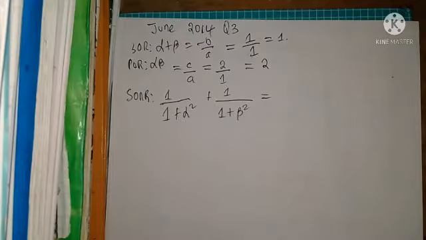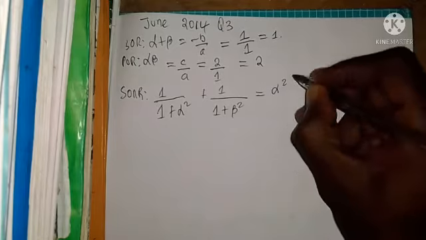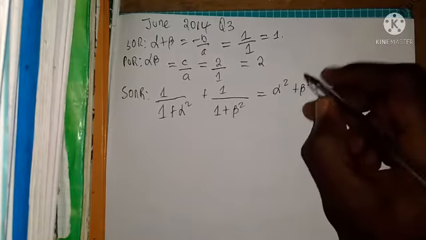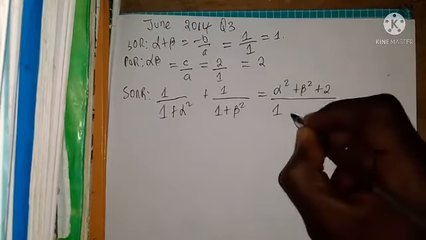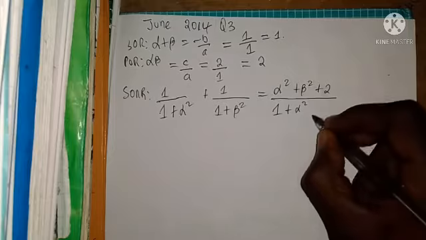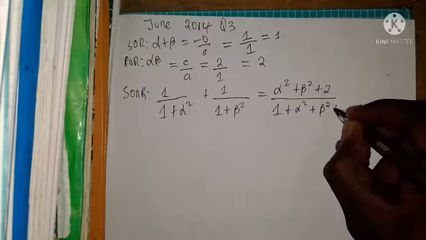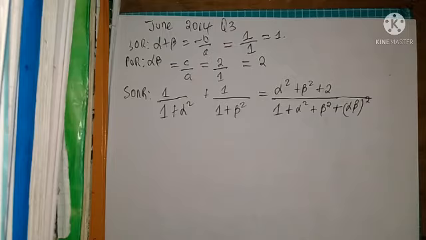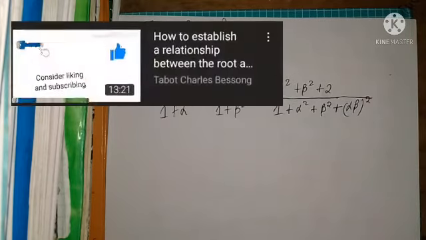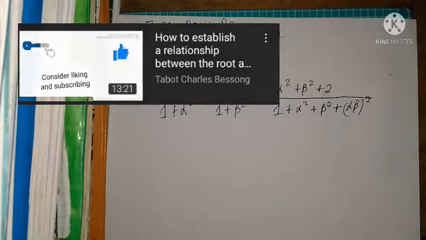Taking care of the LCM, this is going to be equal to alpha squared plus beta squared plus 2, over 1 plus alpha squared plus beta squared plus alpha beta squared. Now we're going to make use of an identity here, which I'll leave the link of the video to, either in the end screen or in the description. Make sure you check it out.